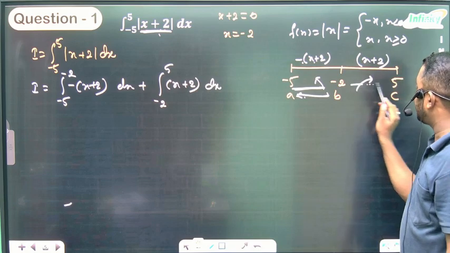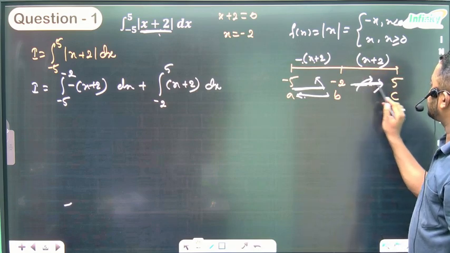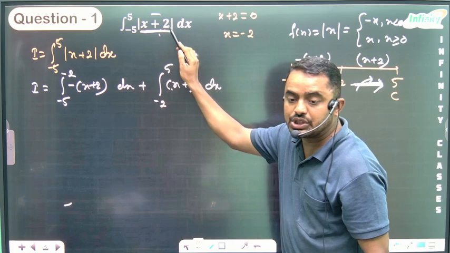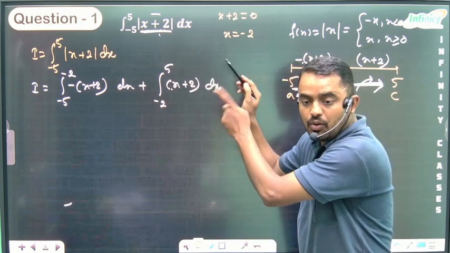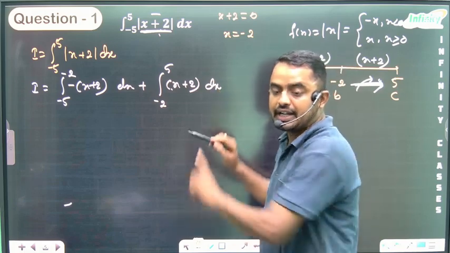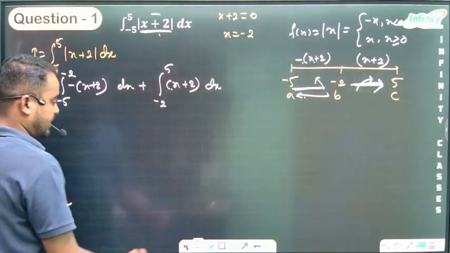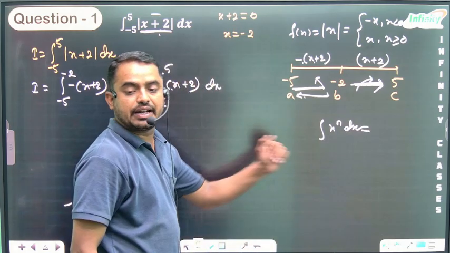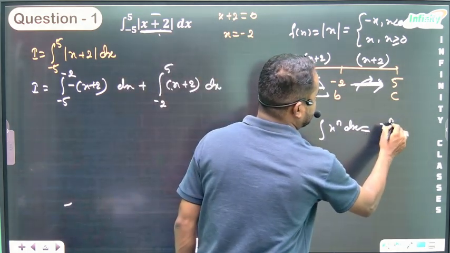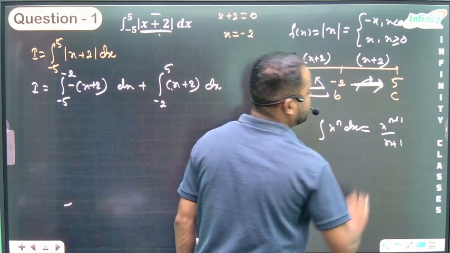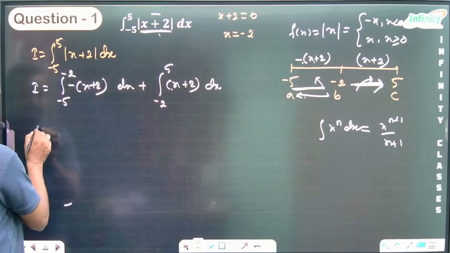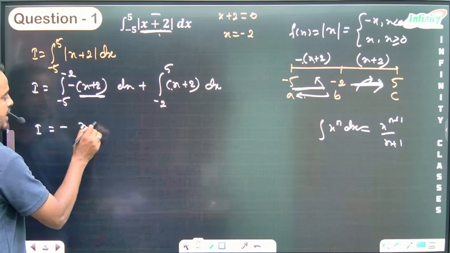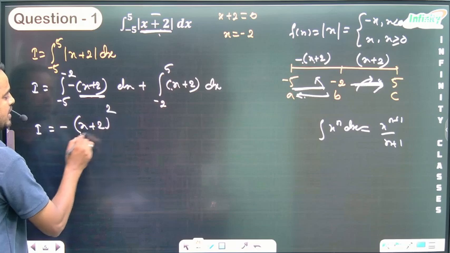In the interval -2 to 5, the modulus function will be positively opening, that is, we are removing the mod and writing the bracket x plus 2. By the formula for integration of x raised to n, that is x raised to n plus 1 divided by n plus 1, we are using this here. Now I is equal to the minus sign as it is, integration of, we are treating this as x plus 2 whole square divided by 2.